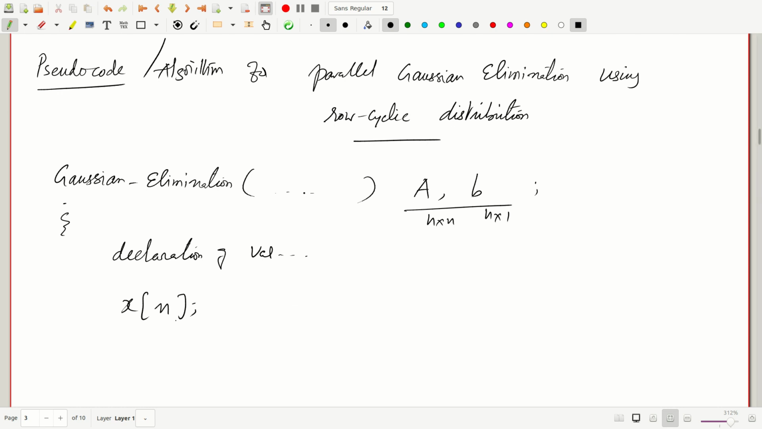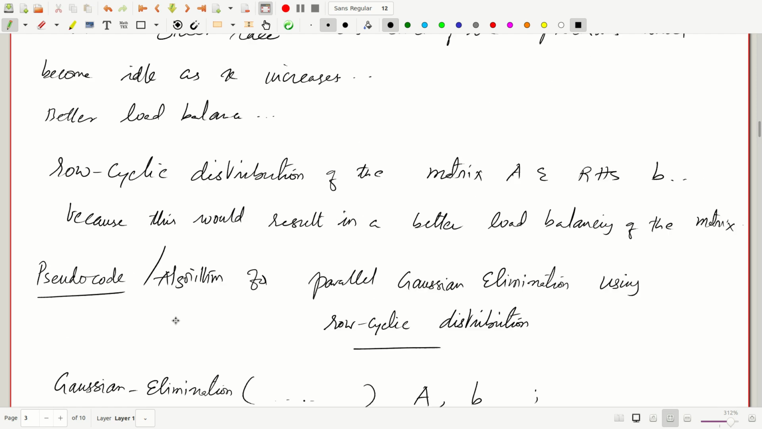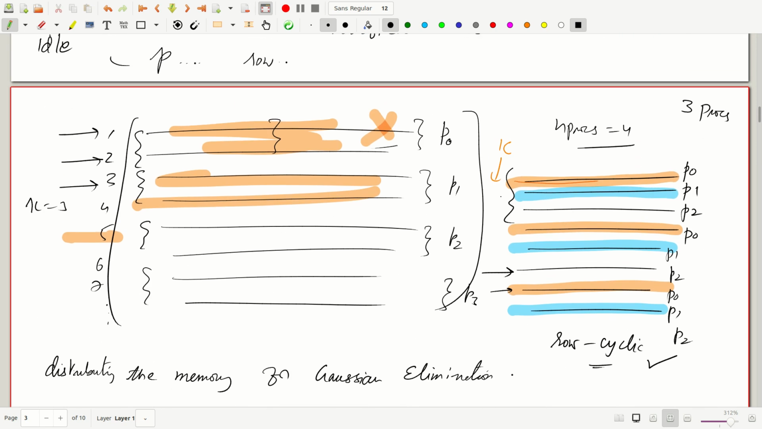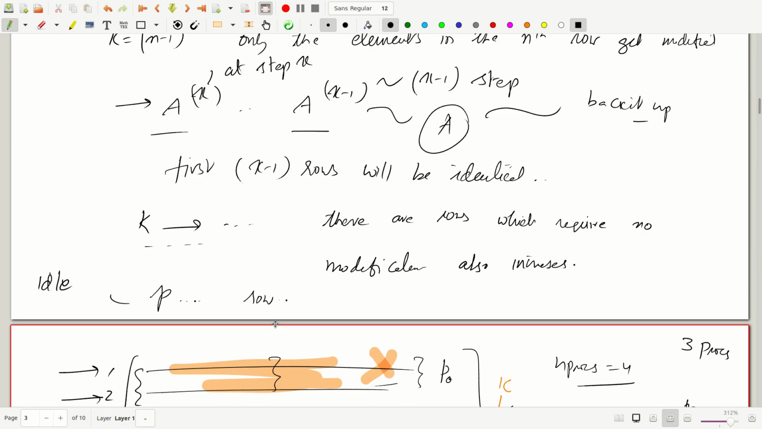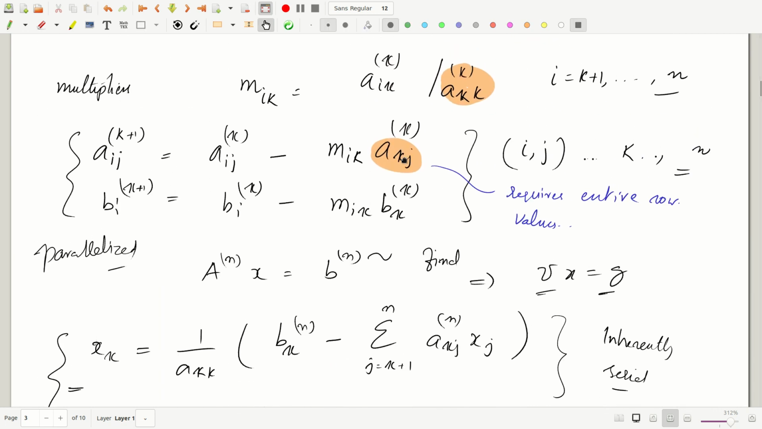Now the thing here is that if we denote k as the pivot row, the pivot row will keep changing depending on the value of k, and the pivot row may belong to one of the processes. But the entire pivot row is required, as we have seen in here, A_kj.